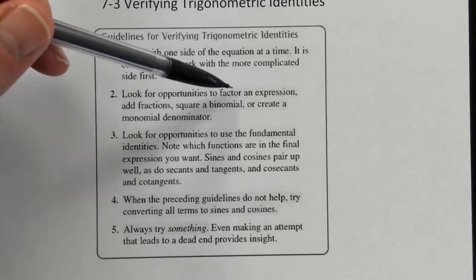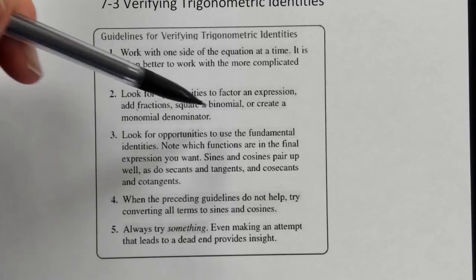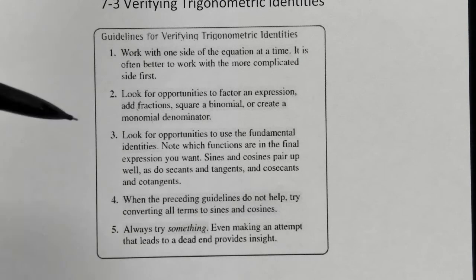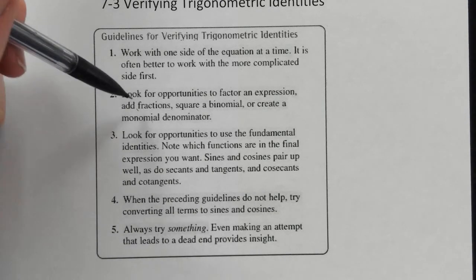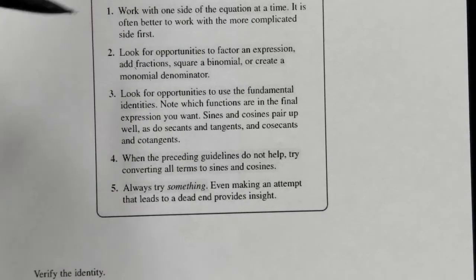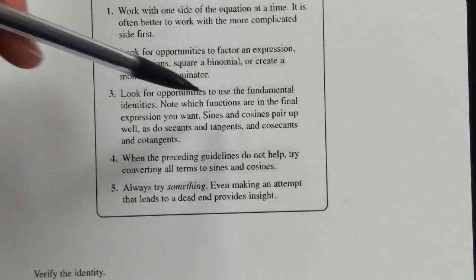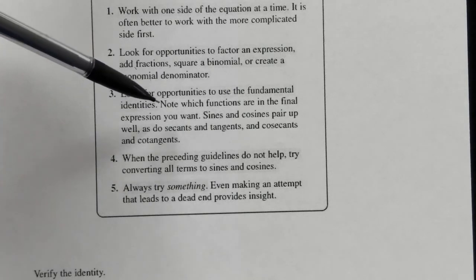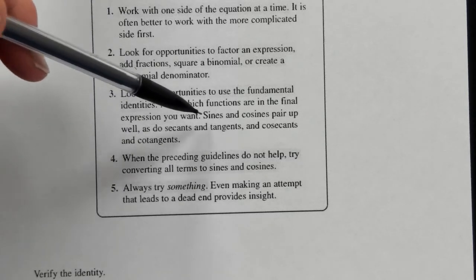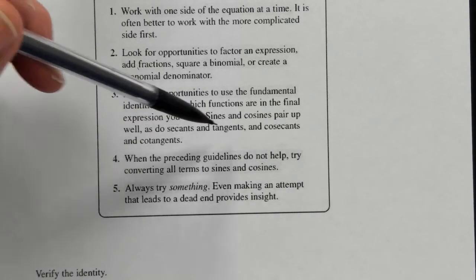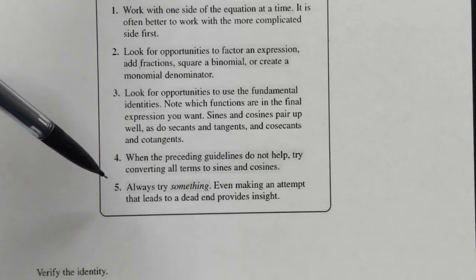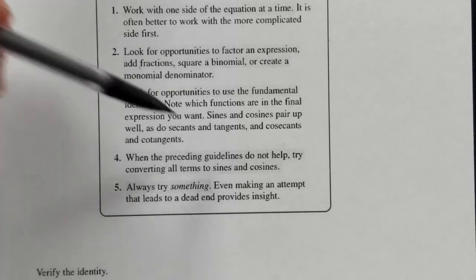Look for opportunities to factor an expression, add fractions, square a binomial, or create a monomial denominator. Basically, anything that you can do to make it simpler is always a good direction to go. Look for opportunities to use the identities. Note which functions are in the final expression that you want. Sines and cosines pair up well. So do secants and tangents, cosecants and cotangents, because there are a lot of identities that can change them back and forth into those different pairs.